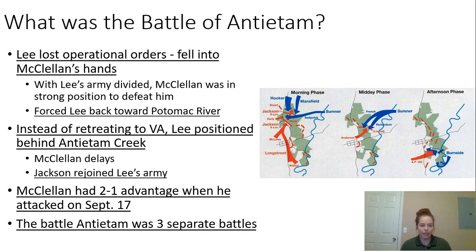And so what McClellan does at first is he forces Lee back towards the Potomac River. But instead of Lee retreating all the way back to Virginia, Lee decides to position his army by Antietam Creek. And so for whatever reason, McClellan messes up, he delays, and Jackson is able to rejoin Lee's army. And so even with Jackson and Lee working together with their armies, McClellan still has a 2-to-1 advantage when he attacks on September 17th. And so with this, we're able to break up the Battle of Antietam into 3 separate battles and 3 separate attacks.